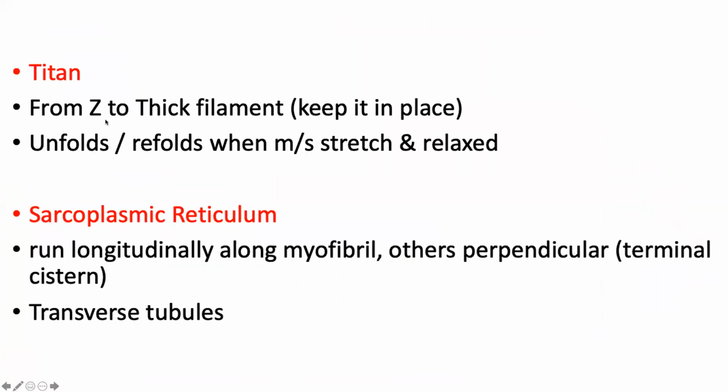Titin protein, the titin filament, runs from the Z disc to the thick filament, which is myosin. It keeps the myosin in place. It is like a spring-like structure which folds and unfolds depending on whether the muscle is stretched or relaxed. As we know, sarcoplasmic reticulum is equivalent to endoplasmic reticulum. It runs along longitudinally with the myofilaments, and the perpendicular structure is called the terminal system. And in between, we have transverse tubules.